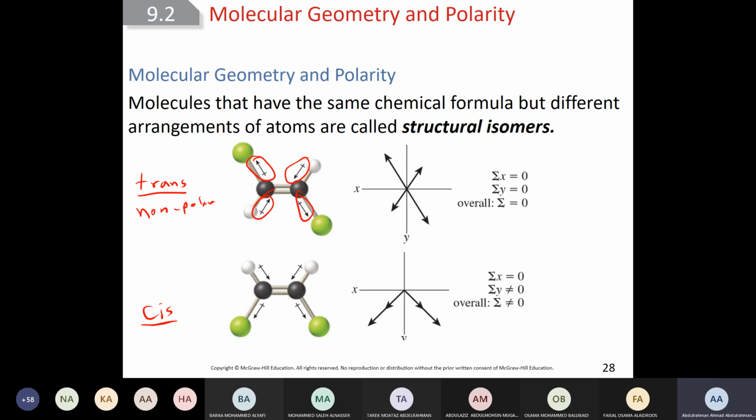But look at the cis shape. Does this cancel this one? No. They add to each other, and this one adds to this one. So this is polar. Is this clear?